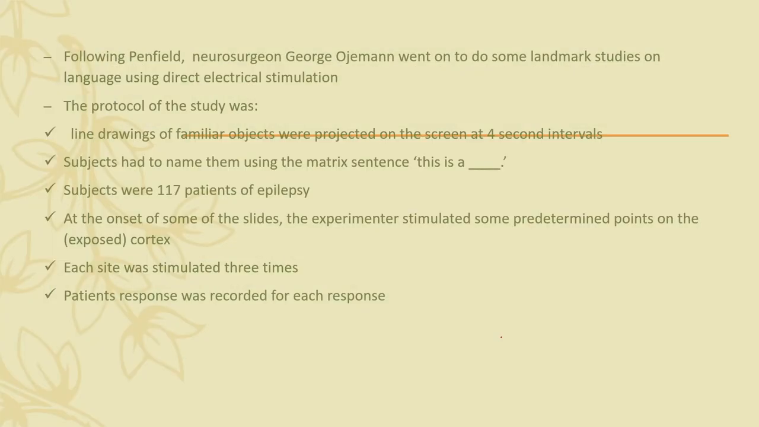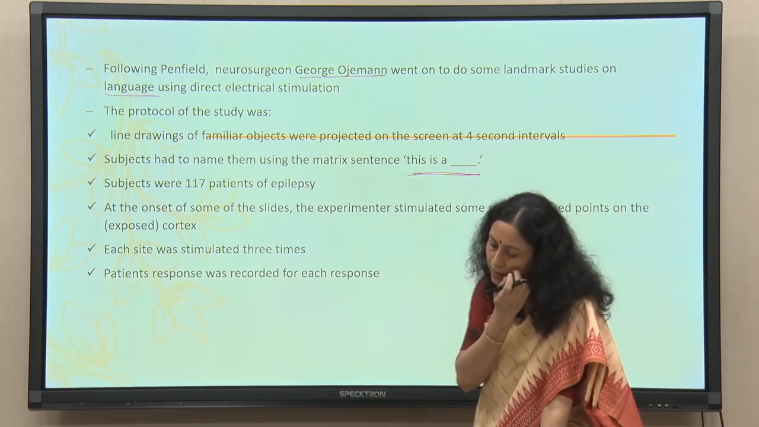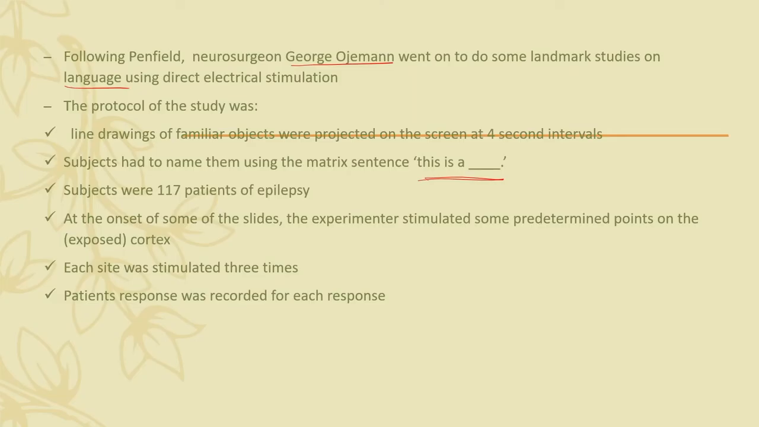Following him, another study on similar patients was carried out by George Ojemann, and this research gave rise to some landmark studies on language. The protocol was that line drawings, basically pictures in outline only, of familiar objects were projected on a screen, and the patients had to say a sentence, "This is a," and then name whatever appeared. The number of participants was very high: 117 patients.